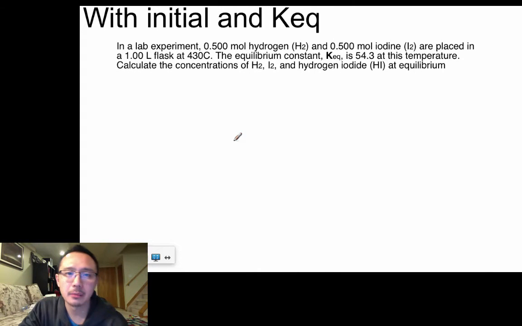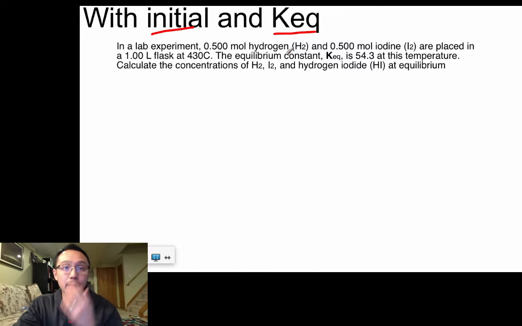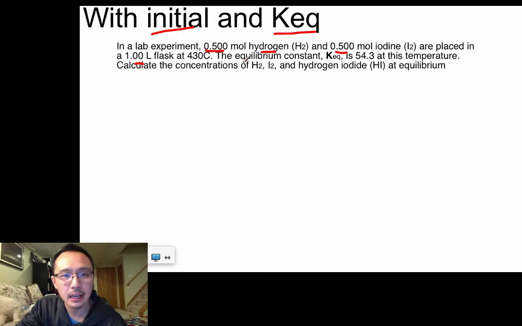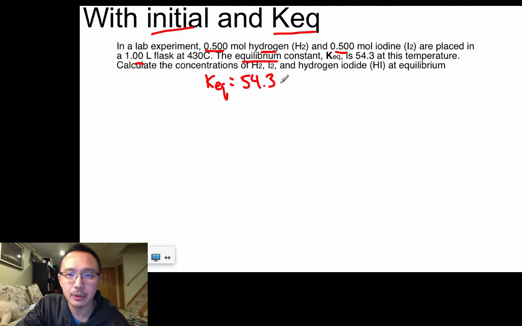This example is probably the most complicated because it actually involves the use of an x, or algebra, to solve for it. This is the type where you're given just the initial concentration and also the KEQ number, but you are now asked to not solve for the KEQ but the concentrations at equilibrium. So in this question, in a lab, you have 0.5 moles of hydrogen and 0.5 of iodine placed in a 1 liter flask. The equilibrium constant, your KEQ, at this temperature is 54.3. Calculate the concentration of H2, I2 and HI at equilibrium.